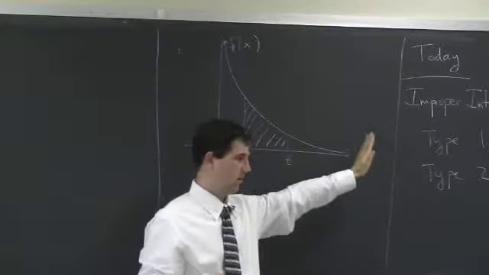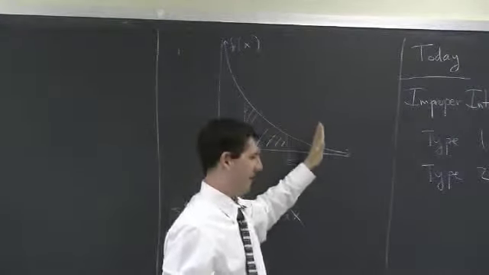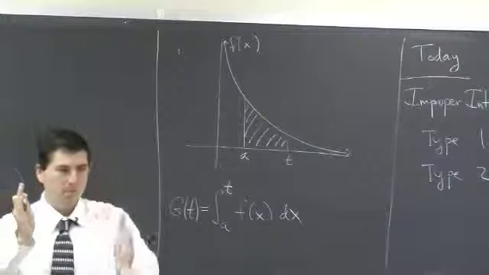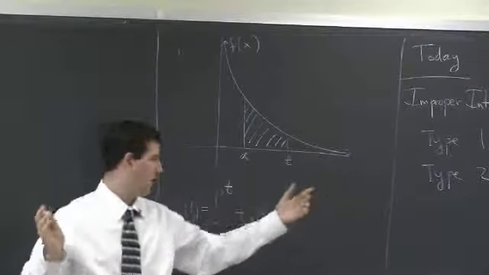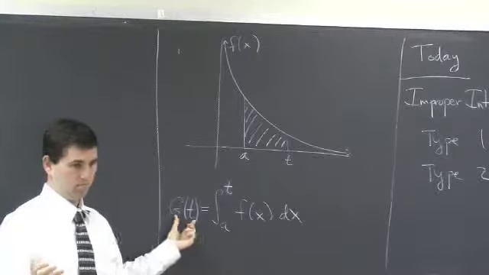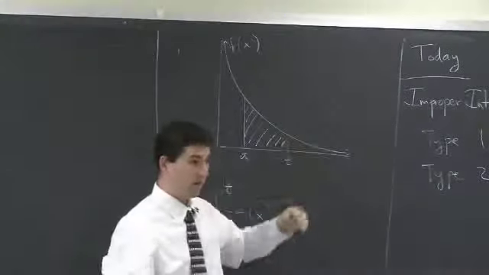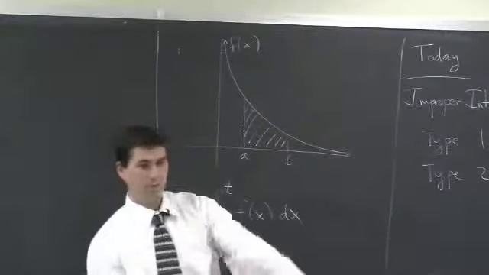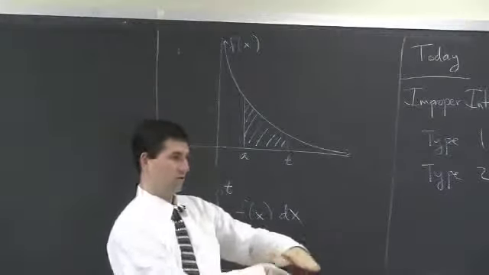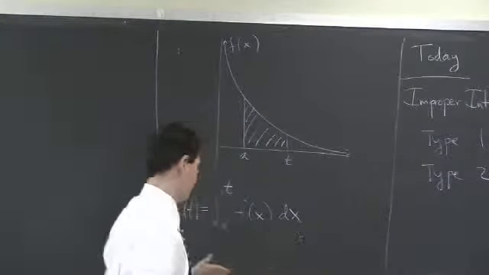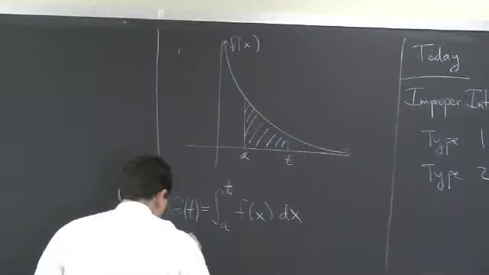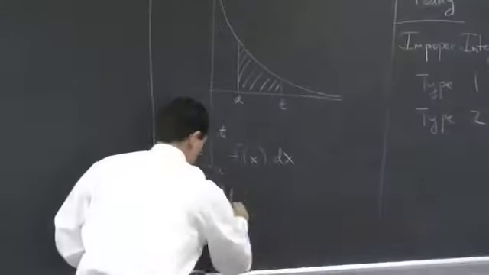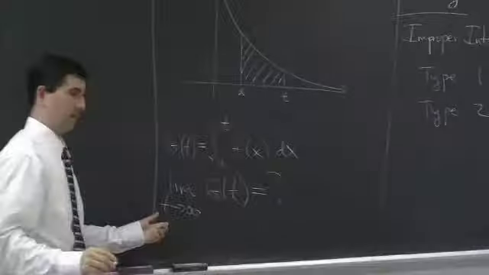The question is, does that area, if you view it as a sequence, though it's not really a sequence, keep moving out and out and out. What's happening to this function g of t? Well, you're getting more area. It is increasing. But is it increasing by so much that it will just blow up to infinity? Or does it somehow converge to a value? So the question that I'm asking is, what is the limit as t goes to infinity of g of t?